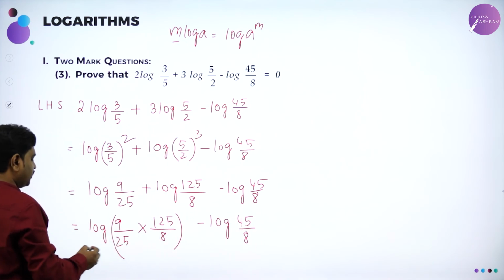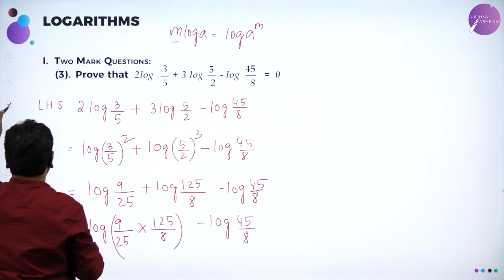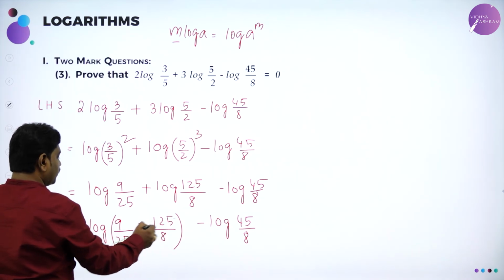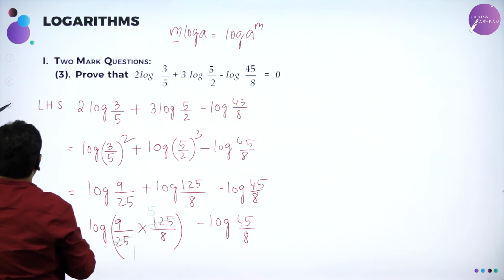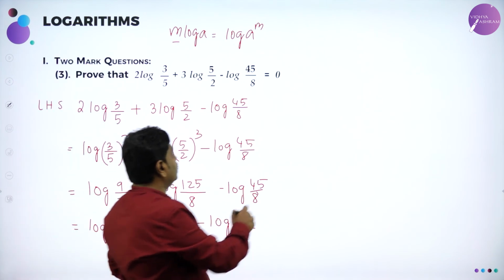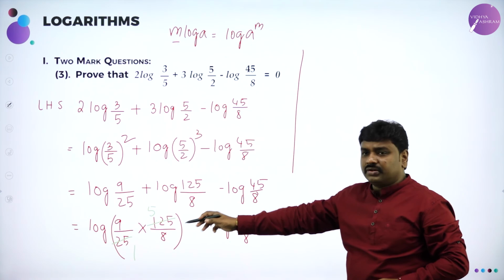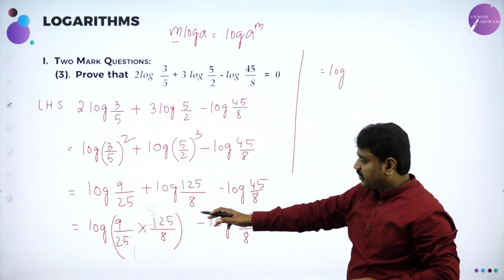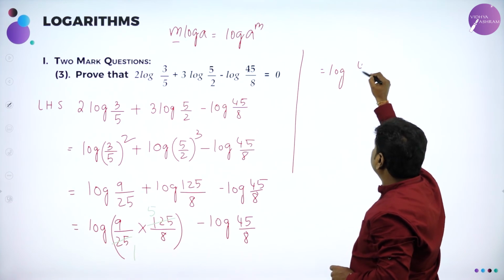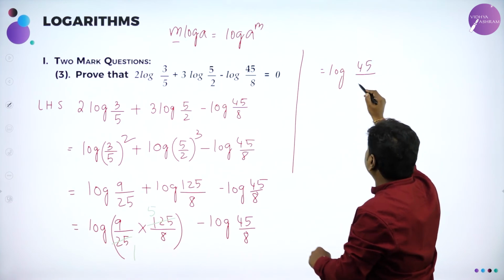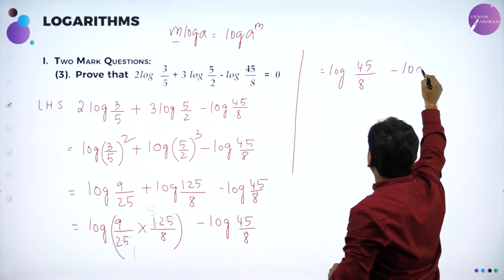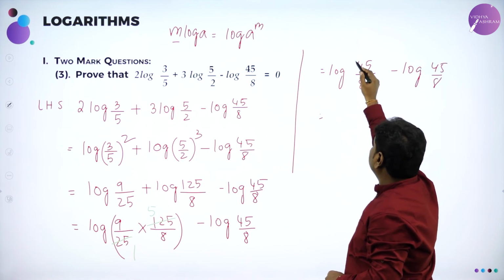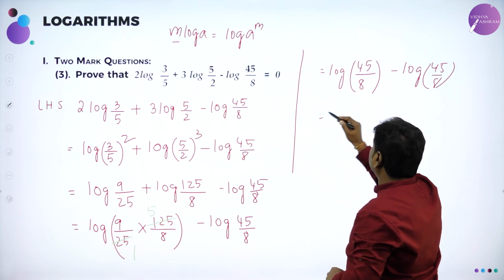Now further simplify, here both are divisible. 25 ones are 25, 25 5s are 125. So whatever is left out, we'll write that. What is the remaining term we have? We have log of 9 5s are 45 divided by 8 ones are 8, minus log of 45 by 8. Now, log A minus log B is log A by B, no need to write that.